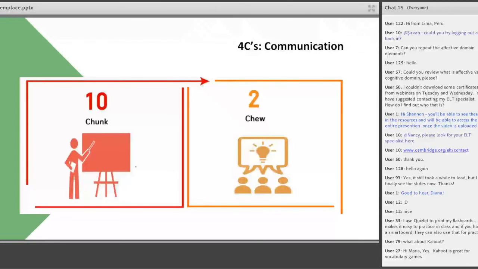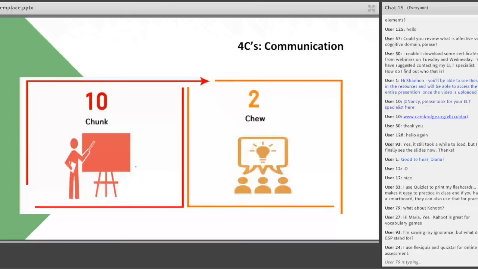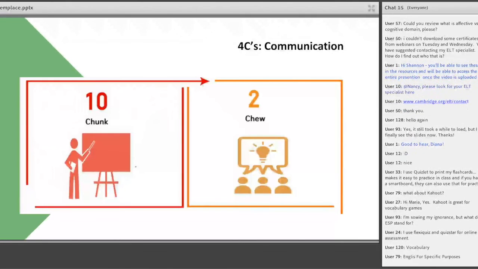That might be them doing some kind of pair or group activity, some kind of application of what has just been done. So you chunk the new concepts, you structure, and then let students process it in some way. It could be a free writing, it could be a journal reflection. Think, pair, share are also great ways to build this student communication.